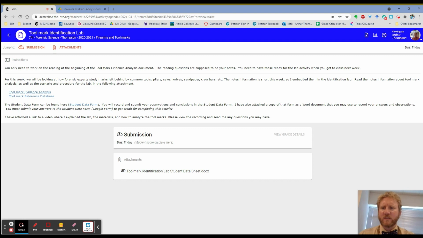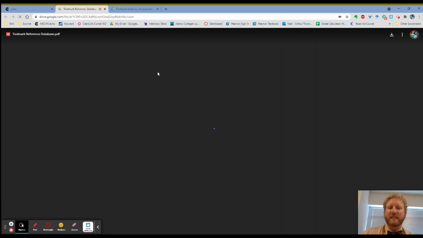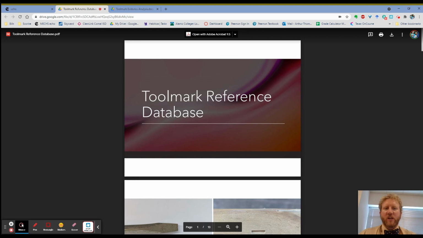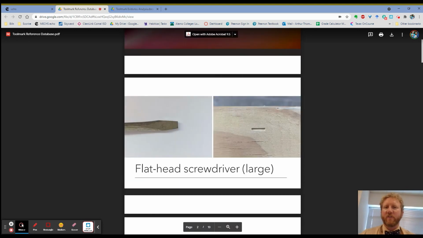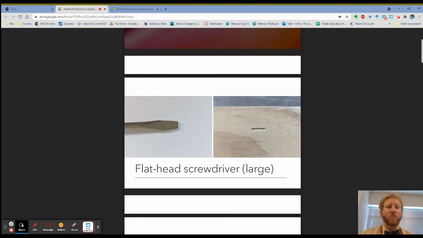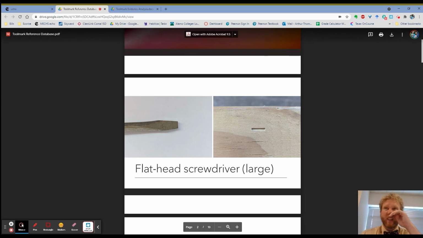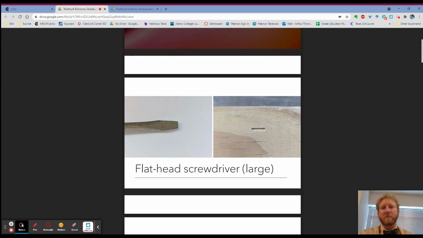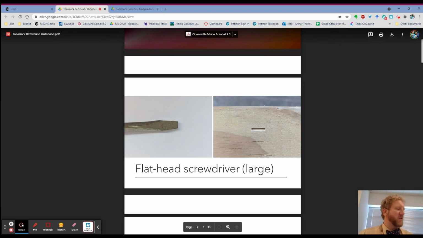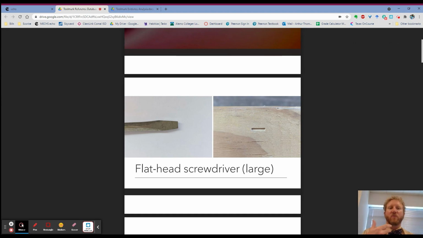So there's a few things that we're going to be looking at. The two main things that you're going to be wanting to look at is the Toolmark reference database, which has a bunch of slides. The first part is the tools and a reference mark that was made. If we were doing this in the lab, you would get the tools, do test marks, and then compare the test marks with the unknown marks that you found at the crime scene. Okay, so this is our reference sample.